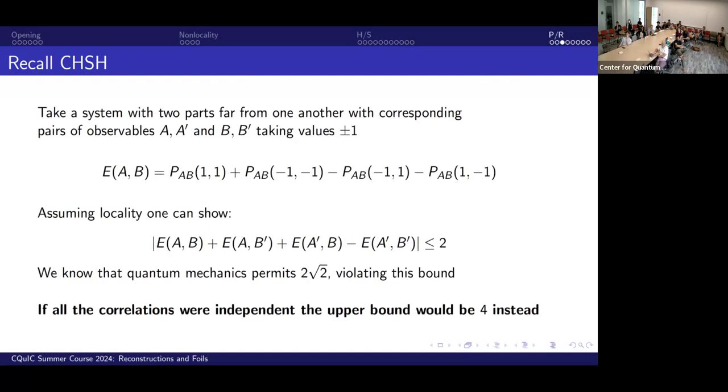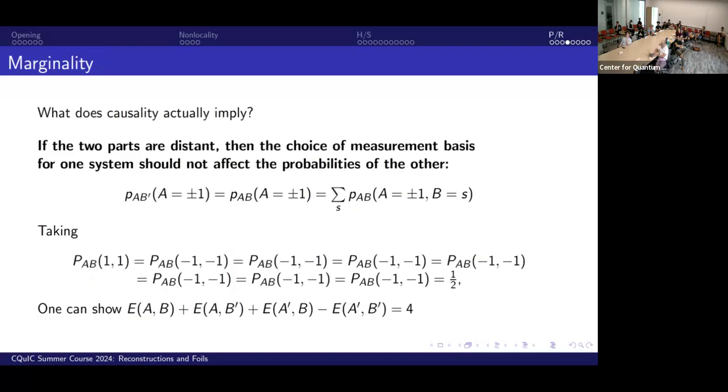The thing to note is that if all the correlations here were independent, 2 root 2 wouldn't be the upper bound, it would actually be 4 instead. You can show this by just playing some games here. So you ask, okay, what does causality actually imply for correlation functions? Or how do these authors take causality to say something about probabilities and correlation functions?